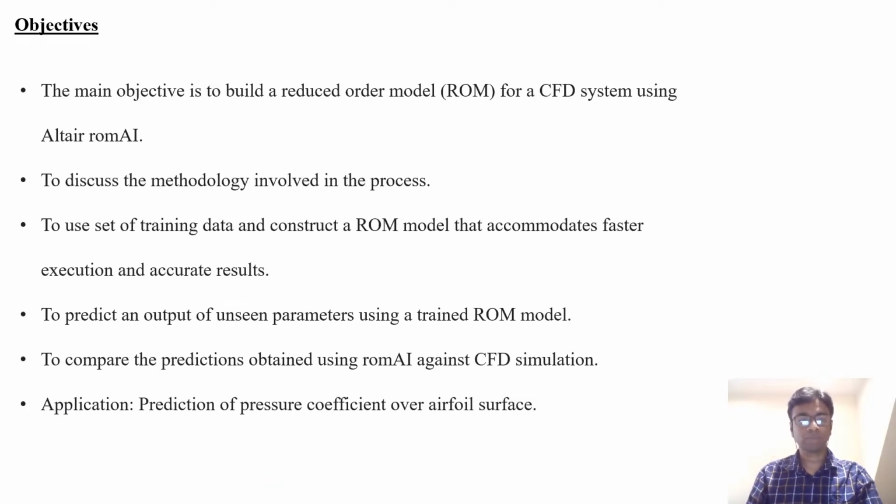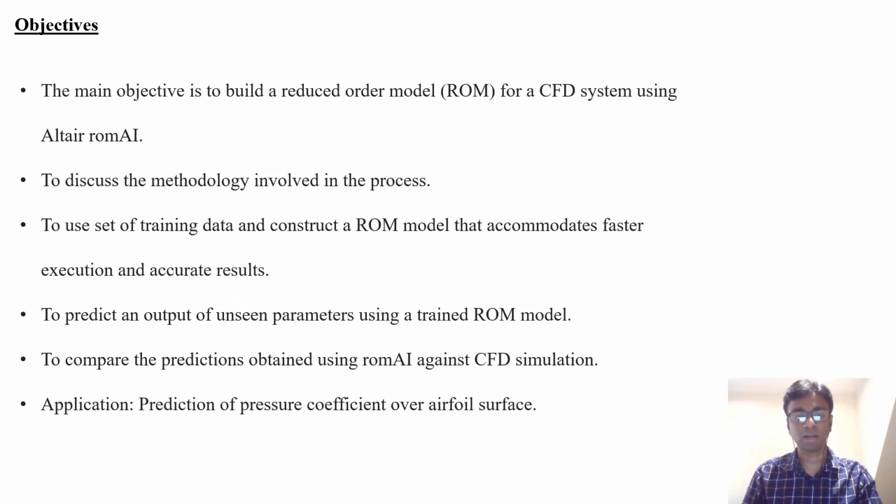So the main objective is to build a reduced order model for a CFD system using Altair's Roam AI, to discuss the methodology involved in it, and to use a set of training data to construct a Roam model that accommodates faster execution and accurate results. To predict an output of an unseen parameter using a trained ROM and to compare the prediction against the CFD simulations. And the application used here is to predict pressure coefficient over airfoil surface.